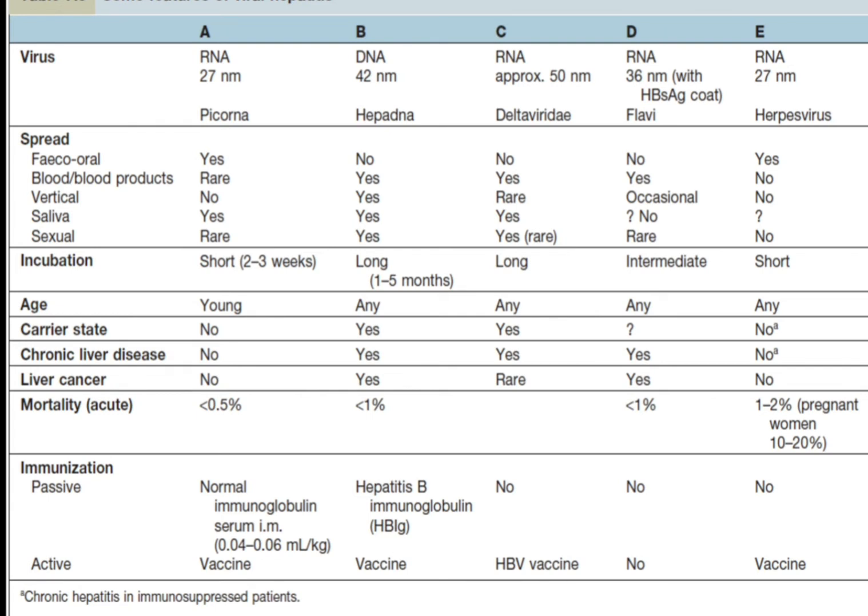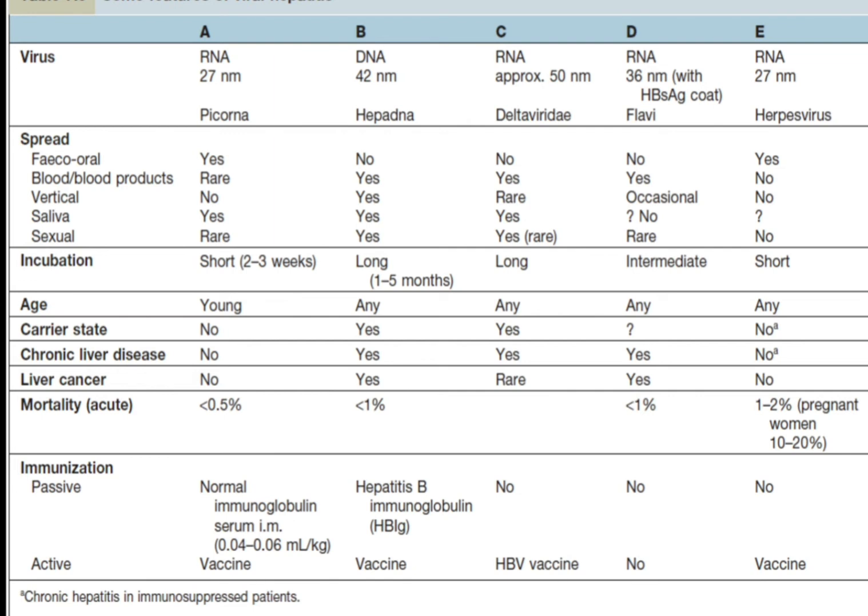So carrier state. Hepatitis A and E have no carrier state. However, hepatitis B and C have a carrier state, and the carrier state of hepatitis D is not known. Chronic liver disease is not caused by hepatitis A or E. However, hepatitis B, C, and D cause chronic liver disease. Liver cancer, which is hepatocellular carcinoma, is not caused by hepatitis A or E. However, hepatitis B and D cause liver cancer, and hepatitis C rarely causes liver cancer.